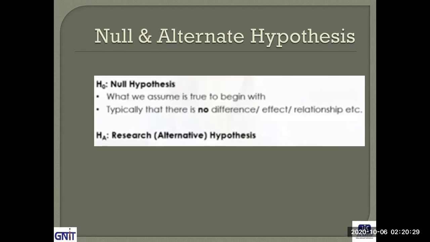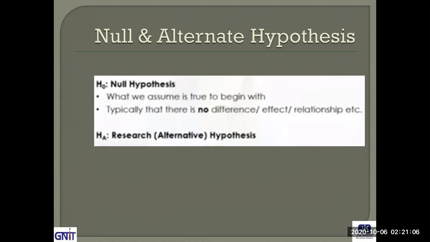Alternate hypothesis is just the reverse of null hypothesis. Null hypothesis is denoted by H naught and alternate hypothesis is denoted by HA. Somewhere it is denoted as H1. So alternate hypothesis is just the reverse of null hypothesis. What you are expecting is that there is no cancer if there is no smoking. So the alternate hypothesis is there is cancer if there is no smoking.